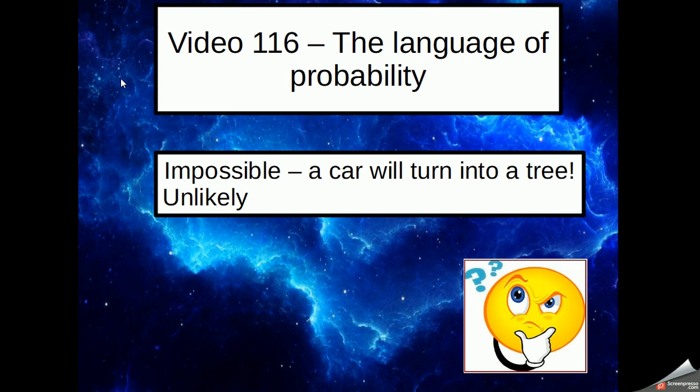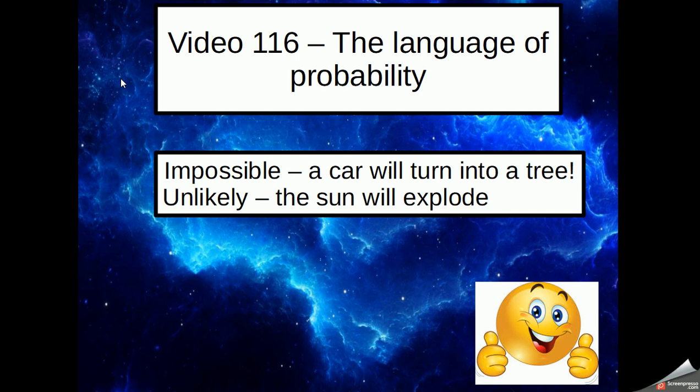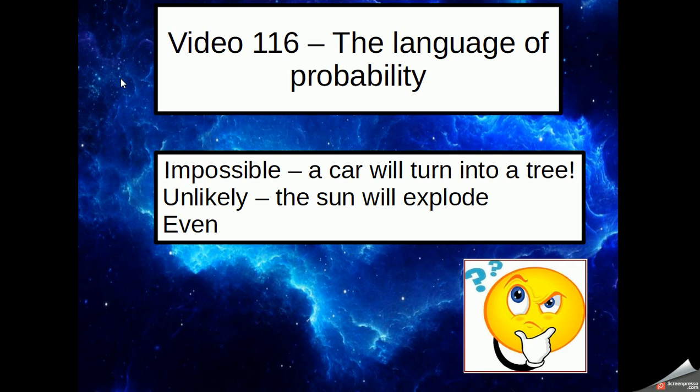Unlikely then, well, an unlikely event is when the probability of the event occurring is very small. So the sun technically could explode, but it's very unlikely to occur because suns explode millions and millions of years down the line. So impossible, it can't occur. Unlikely, it's the small probability of it occurring.